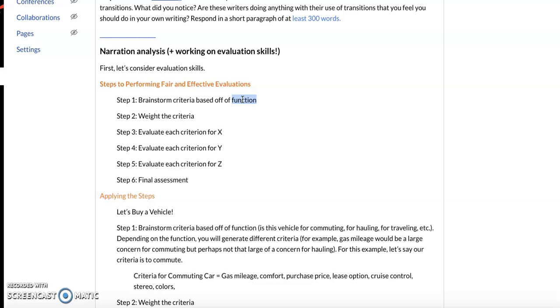So we want to make sure that we're always creating our criteria based off of the function, because obviously we're going to have a different set of criteria for a car that's a commuting car than for a car that is used for hauling things around.